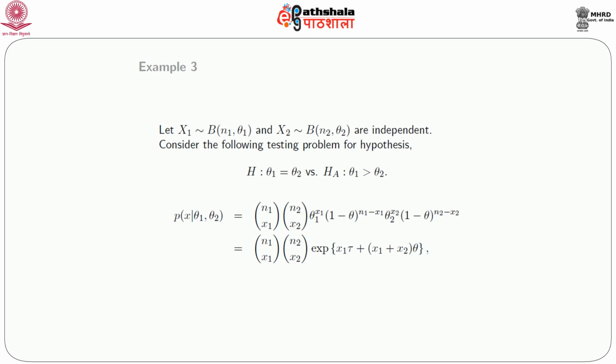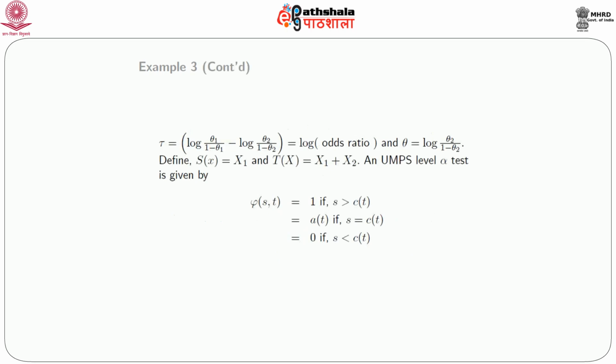Actually theta is the log odds ratio. Theta is actually the log of theta 2 by (1 minus theta 2), and tau is equal to the log of theta 1 by (1 minus theta 1) minus the log of theta 2 by (1 minus theta 2), which is the log odds ratio. Now we define S(x) equals x1 and T(x) equals x1 plus x2.